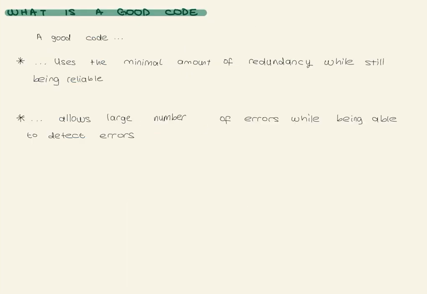Now we are ready to conclude our video. We covered the ISBN code and the repetition codes together with their properties. In this last part, we will discuss how one should interpret these properties. We have some measures to compare how good the codes are. For example, a good code uses the minimal amount of redundancy while still being reliable. Repetition code does not perform well in terms of this, as it adds too much redundancy to the code word.